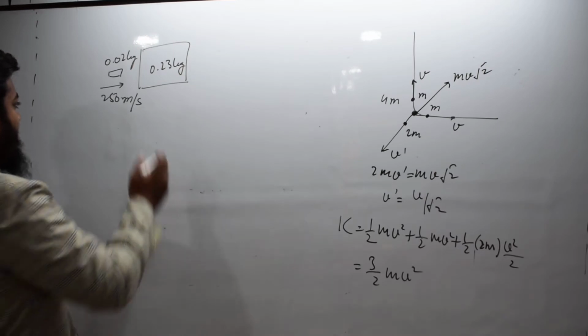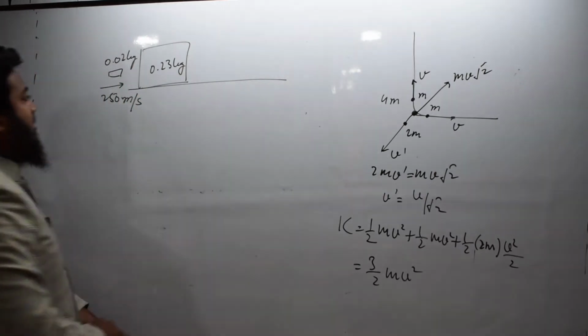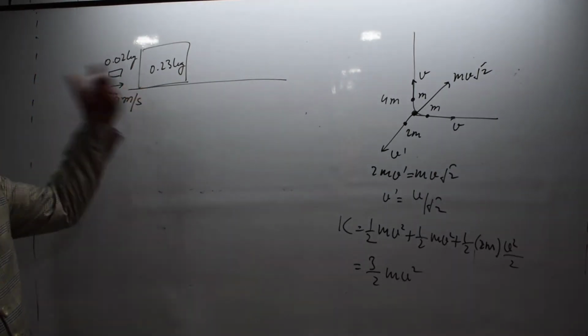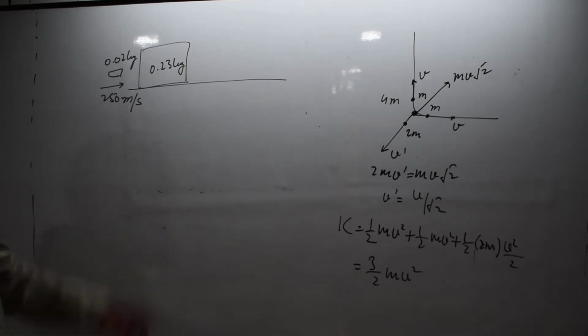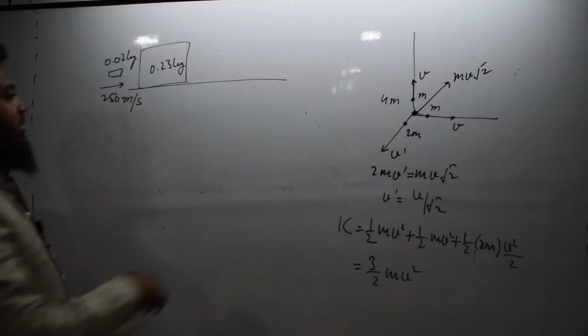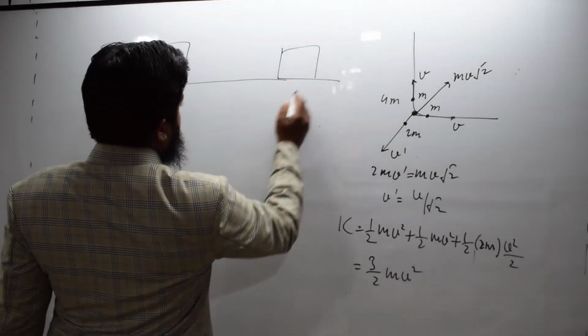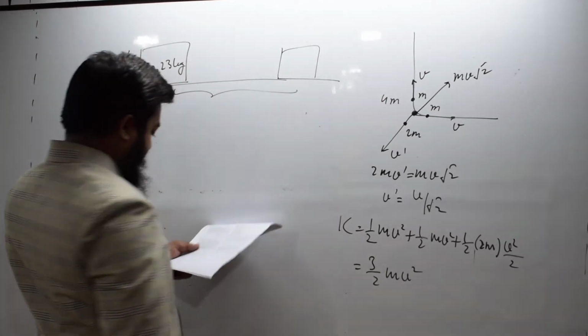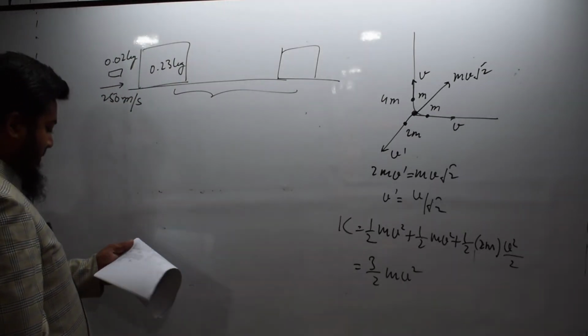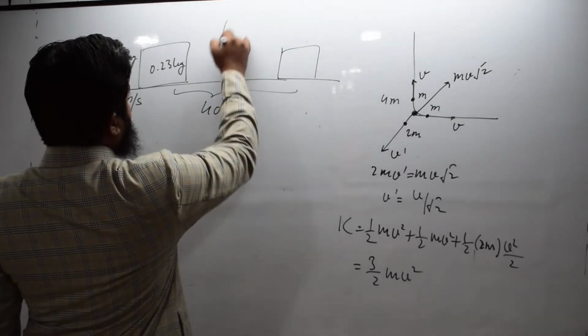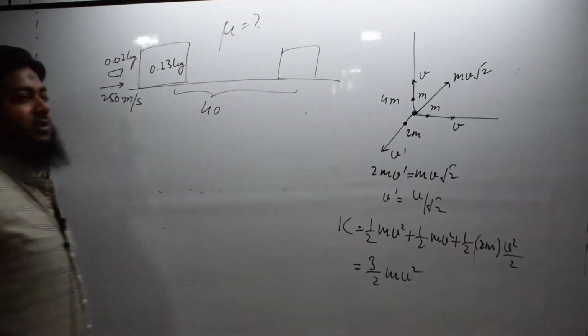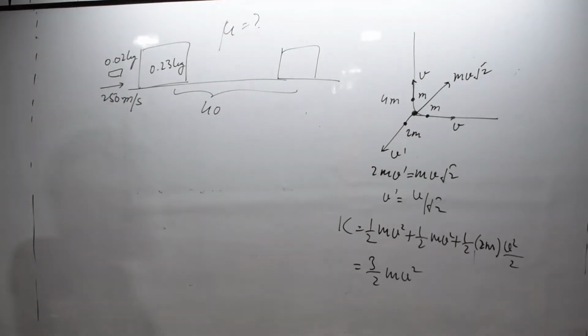So, the block is on a rough surface, the bullet hits the block, and after the strike they move together and eventually they come to rest at some point. And this distance is equal to 40 meter. So, you have to find the coefficient of friction between the block and the surface.